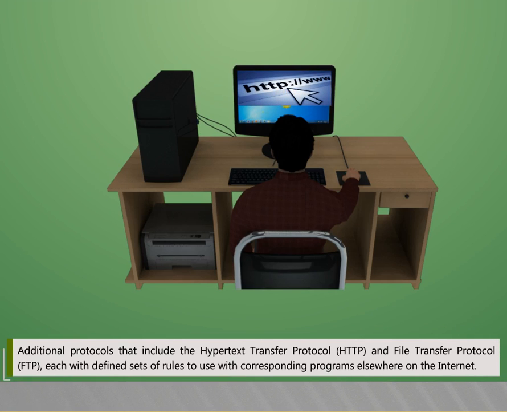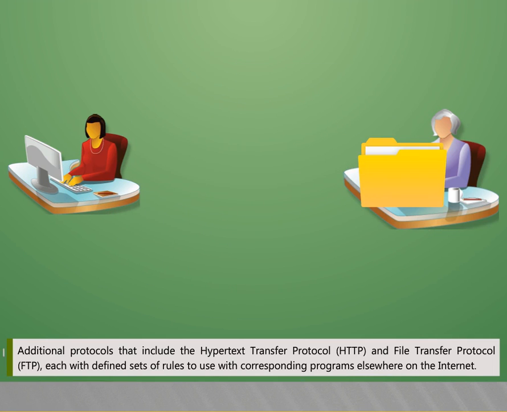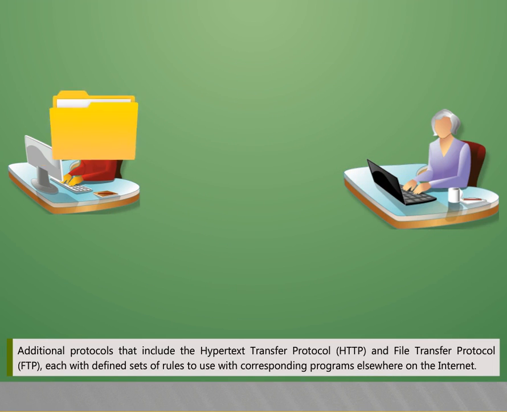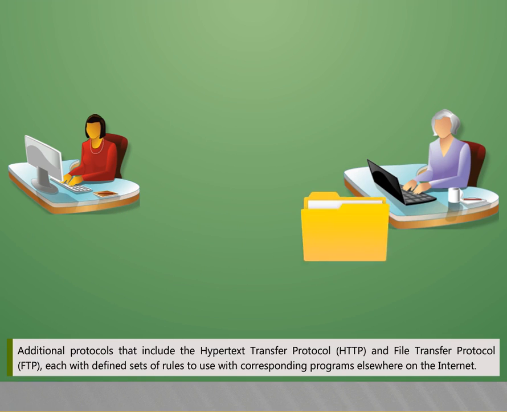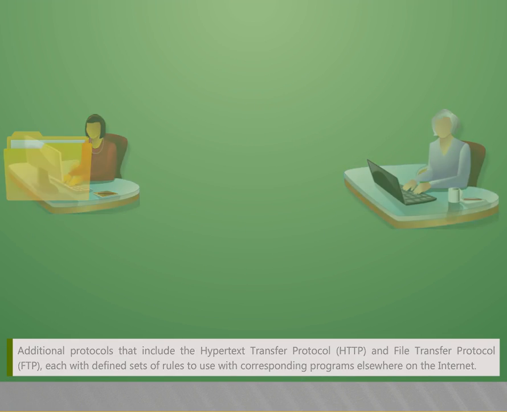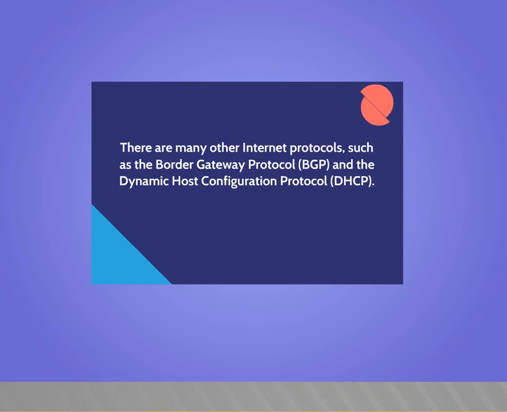Additional protocols include the Hypertext Transfer Protocol (HTTP) and File Transfer Protocol (FTP), each with a defined set of rules to use with corresponding programs elsewhere on the internet. There are many other internet protocols such as the Border Gateway Protocol (BGP) and the Dynamic Host Configuration Protocol (DHCP).